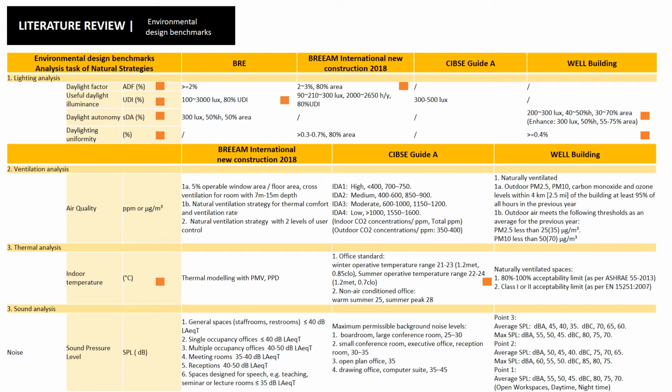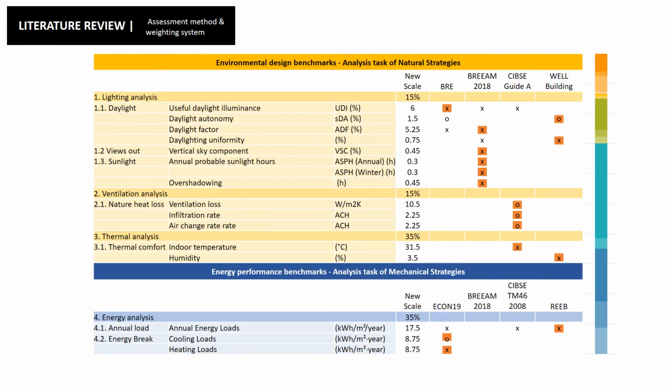For example, the target of useful daylight illuminance is 100 to 3000 lux in the 80% area in the BRE report. However, the range is from 300 to 500 lux in the CIBSE Guide A. Therefore, it is important that the selection of environmental indicators and criteria basis should be properly controlled by the specialist to further meet the project requirement and the client request.